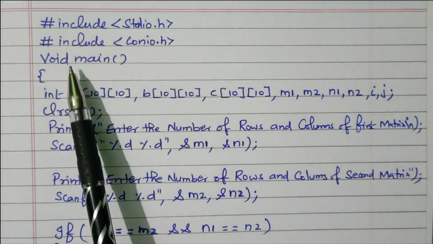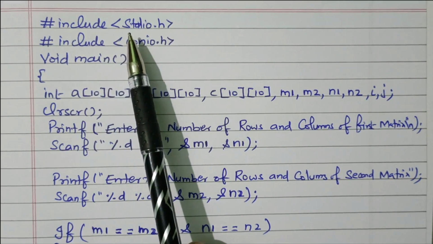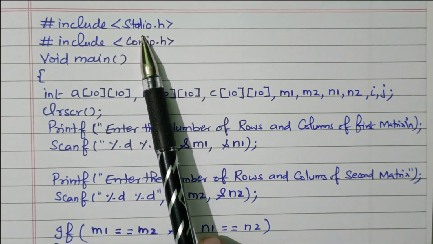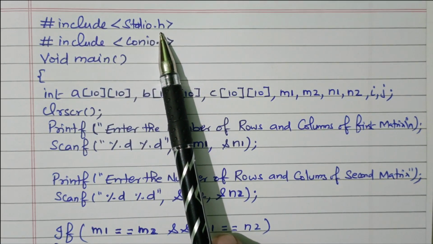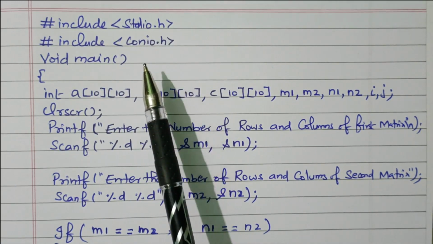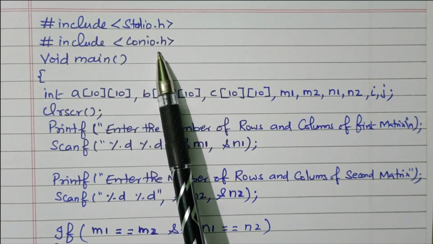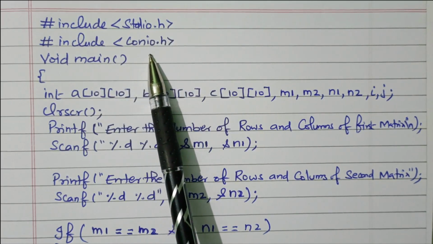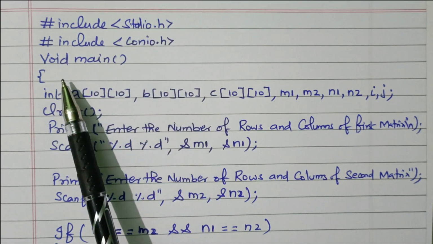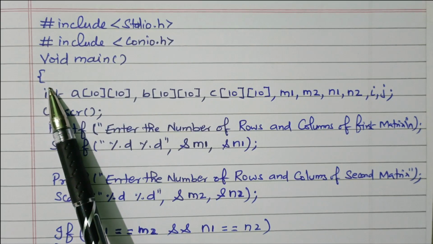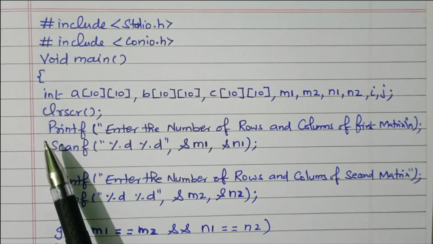So in the program, first we'll include the header file stdio.h, that is the standard input output header file. It is used for printf and scanf. Then include conio.h, console input output header file, used for getch and clrscr. Then we can start the main program, void main, open the brace, right? That means the instructions are going to start.